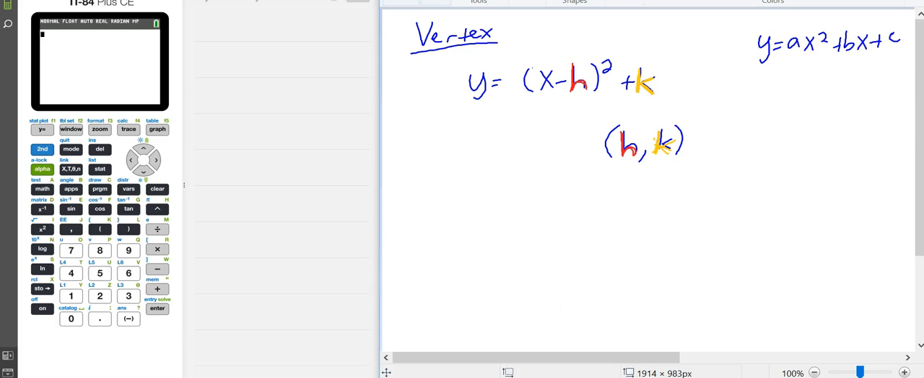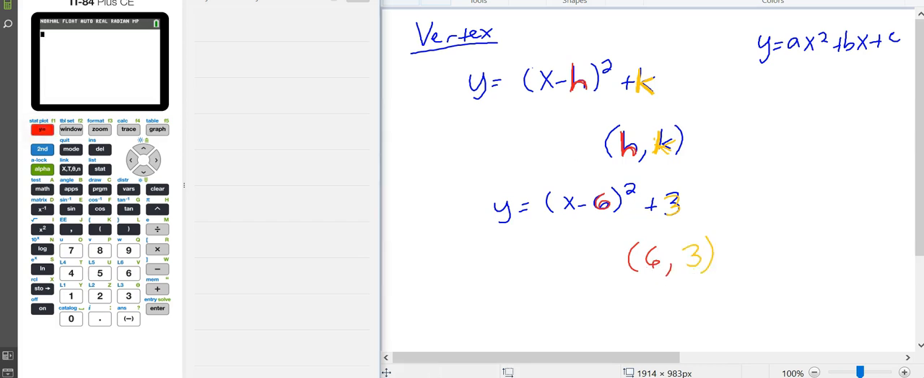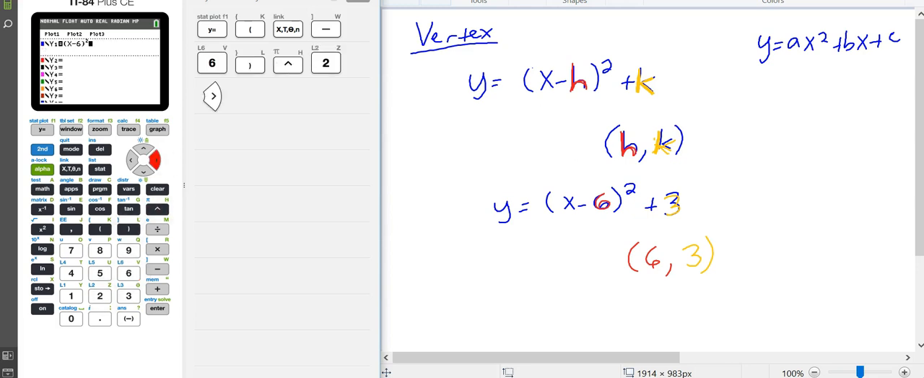Let's look at an example. Let's say we have the equation y is equal to (x minus 6) squared plus 3. The vertex of this parabola would be 6 comma 3. And we can graph this parabola to see if that's true. Let's go into y equals, and we'll do x minus 6 and square that, plus 3. Let's graph in zoom standard, zoom 6.